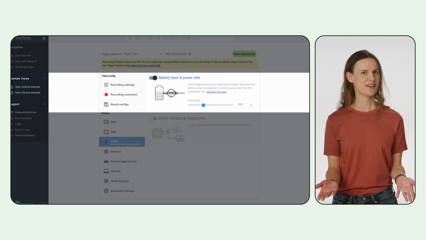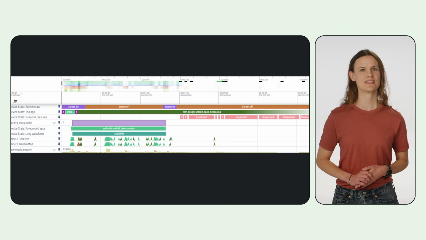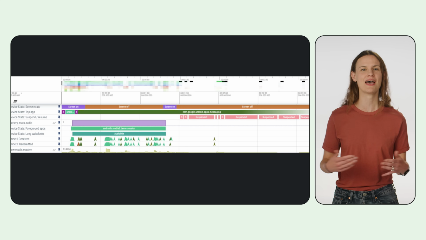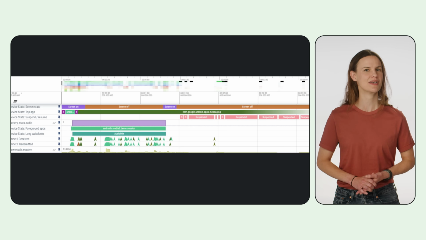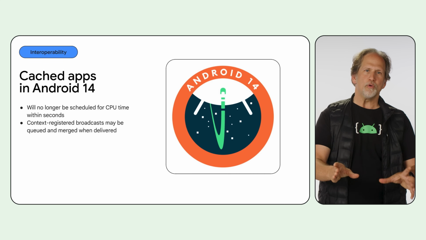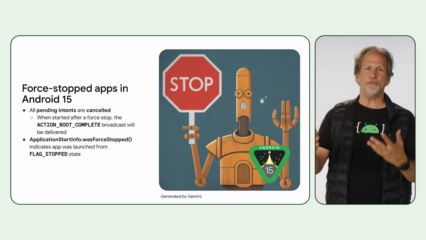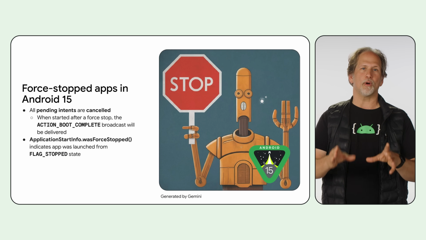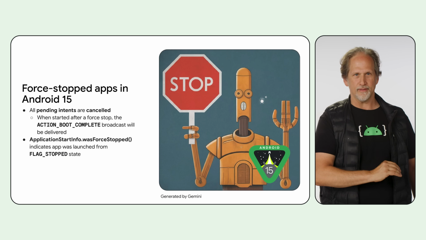You can use Perfetto to record power traces on supported devices. This allows you to examine your use of wake locks, the modem, and foreground services, making sure that the device can suspend properly when your task is done. Back in Android 14, your app is frozen shortly after it's moved to a cached state. While in Android 15, we're clarifying the behavior of force-stopped apps. They now require user interaction to run again.